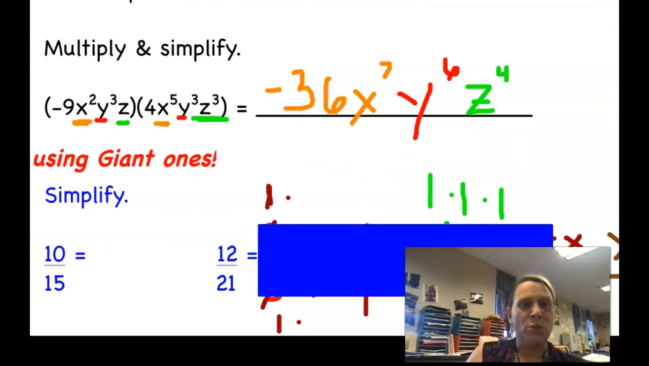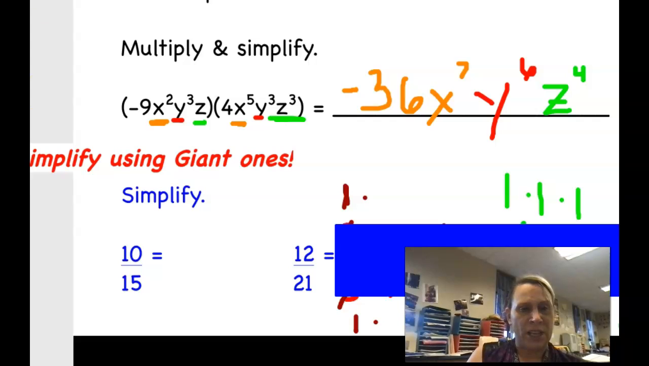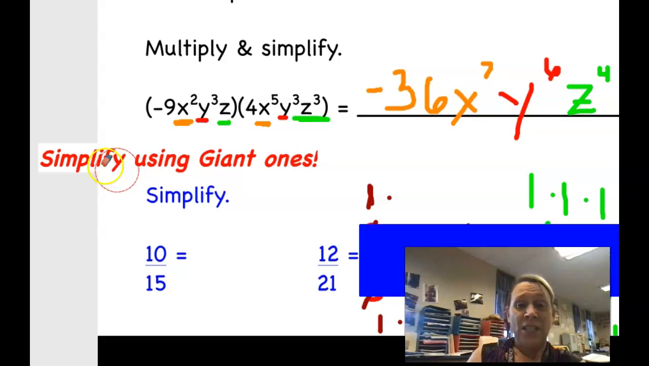All right, so what we really need to be doing here, ladies and gentlemen, is what you see on the screen: we need to be simplifying using giant ones. And if you were here last year at Hershey Middle School, you understand that a giant one is like 2 over 2 because it makes 1. Or -8 divided by -8 makes 1. Or can you think of one on your own? 12 over 12 makes 1.